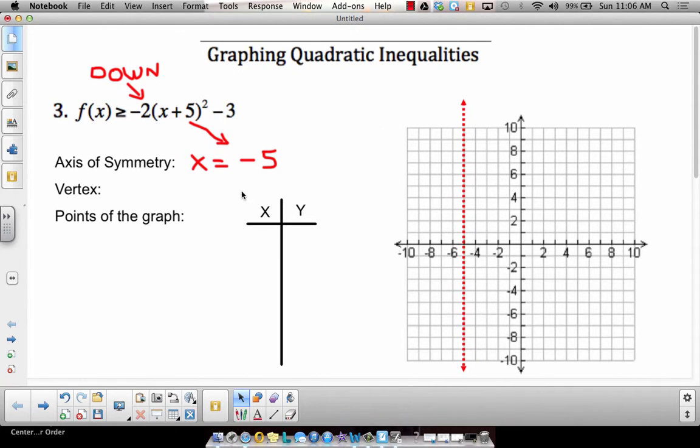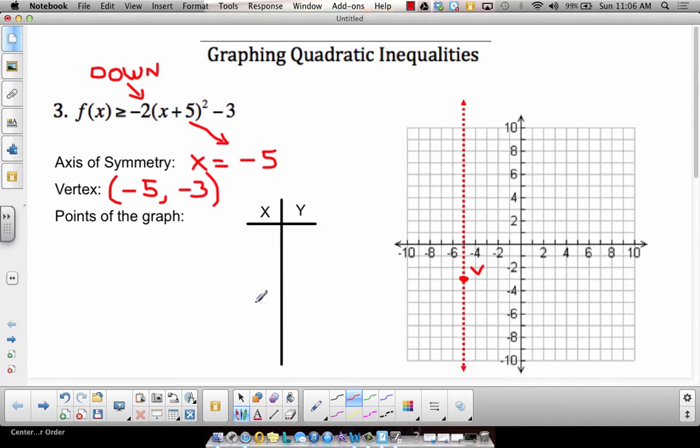All right, so now my vertex. My vertex is a point that lies on the axis of symmetry. Since I know it lies on this axis, I know that my x is already -5. I can also get the x-coordinate and the y-coordinate of the vertex from the equation. So -5, -3 is where my vertex is going to be. I come to -5, down 1, 2, 3, and there's the vertex. Now I know this is going to open down, so it's going to come down this way somehow.